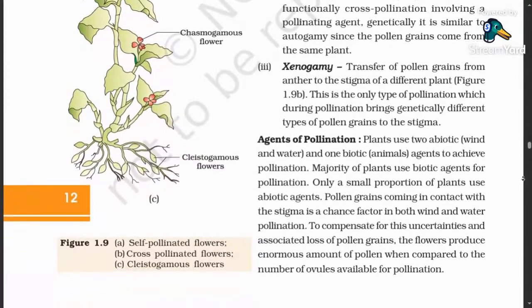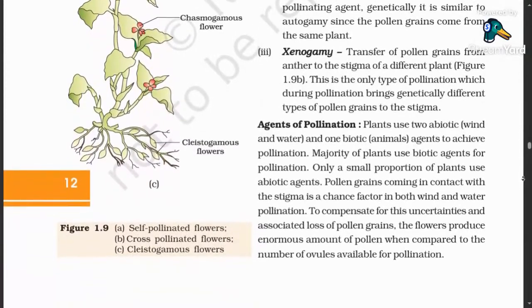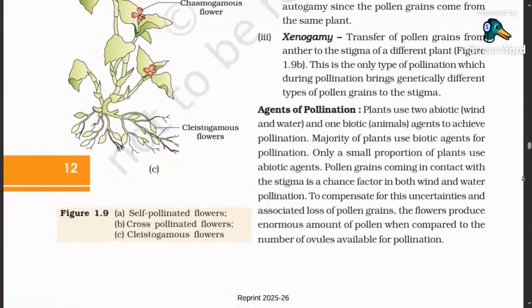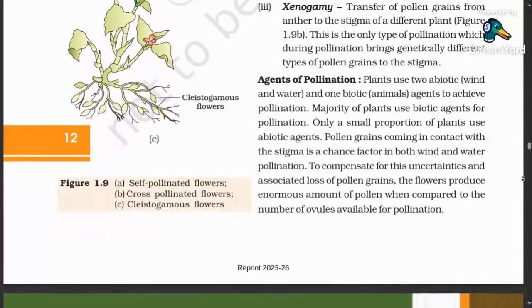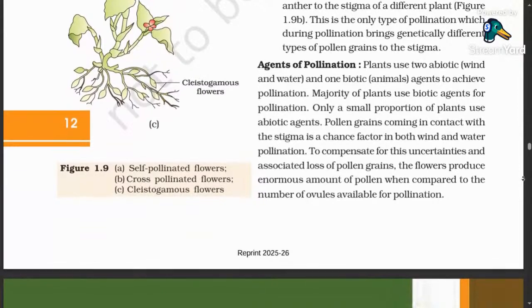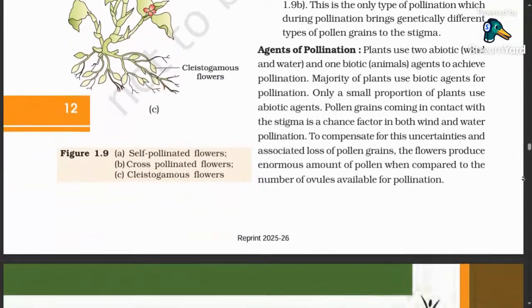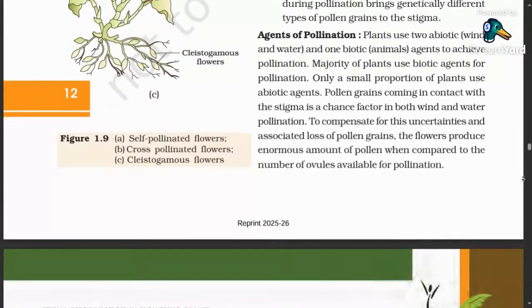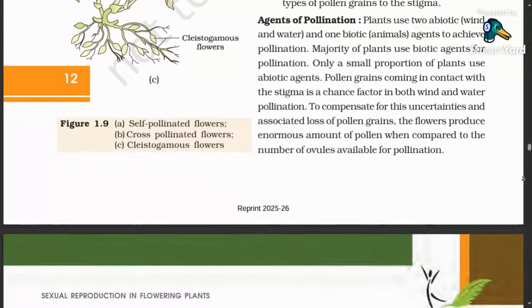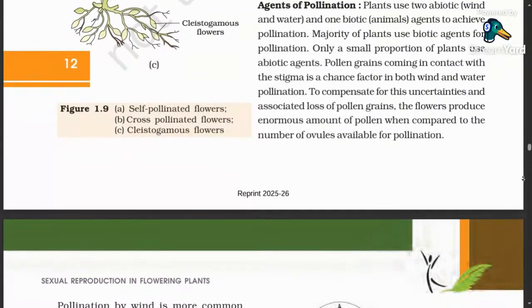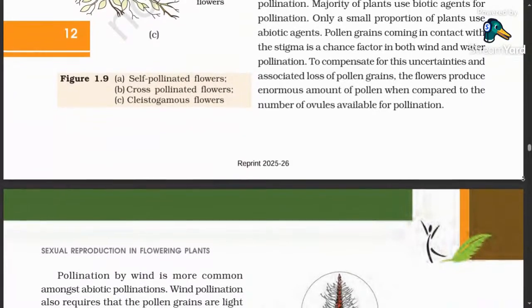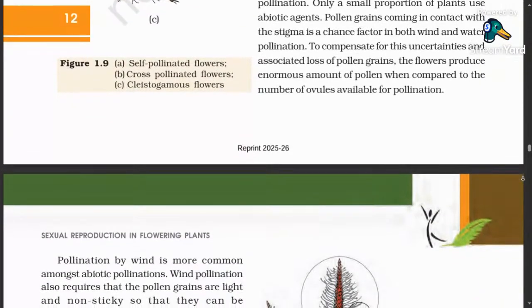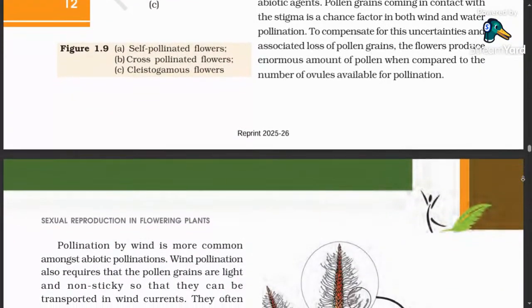Plants use two abiotic agents, wind and water, and one biotic agent, animals, to achieve pollination. The majority of plants use biotic agents for pollination. Only a small portion of plants use abiotic agents. Pollen grains coming in contact with the stigma is a chance factor in both wind and water pollination. To compensate for these uncertainties and associated loss of pollen grains, the flower produces an enormous amount of pollen compared to the number of ovules available for pollination.